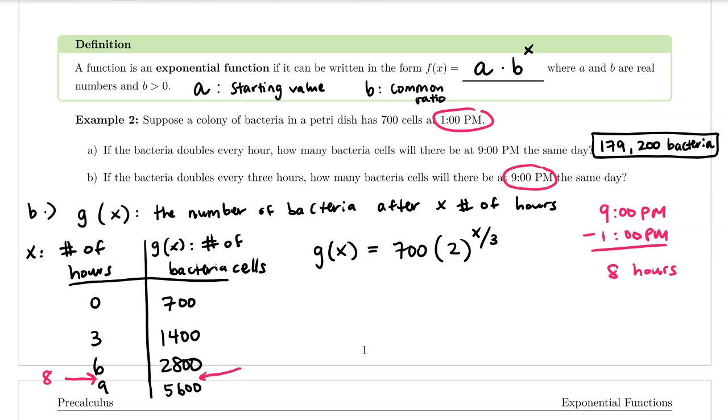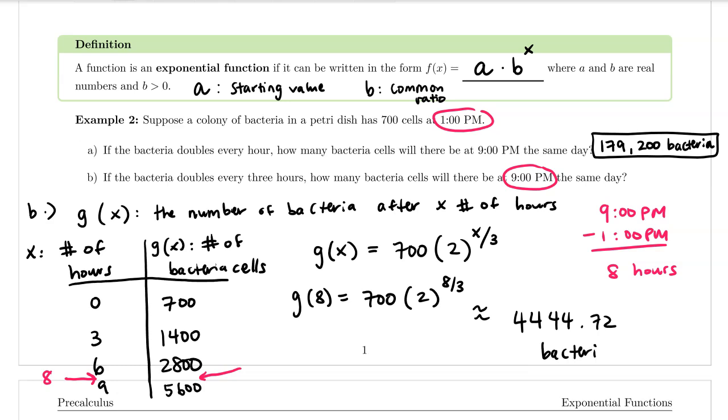So now that we have this edited function, we can plug in 8, and that will tell us how many bacteria cells we'll have in this scenario after 8 hours. And if you throw this into your calculator, this ends up being approximately 4,444.72 bacteria cells. So there's our final answer for part B.